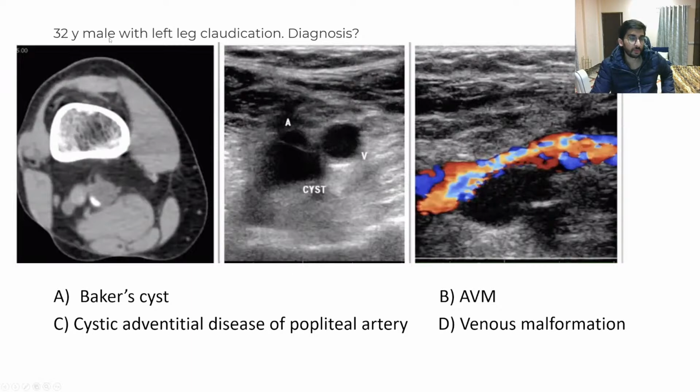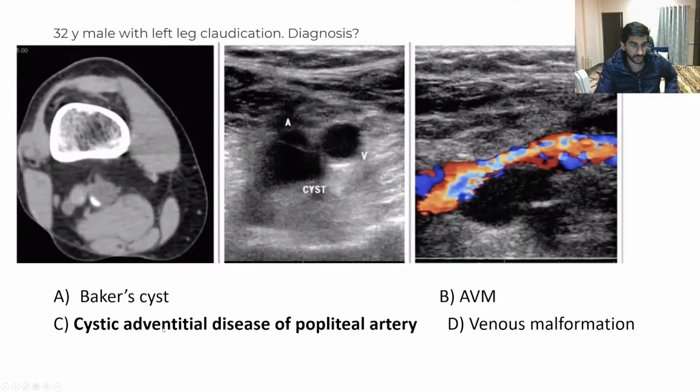So, 32-year-old male with left leg claudication, diagnosis? If you see, this is the vein, this is the artery. The wall of the artery is not clearly visible, although you see some cyst closely associated with the wall, or adventitia, of the artery. So this was a case of cystic adventitial disease of the popliteal artery. Although cystic adventitial disease can affect any of the peripheral arteries, it is most commonly seen in the knee region. Here you see this cyst. This is the artery, this is the vein. They are closely associated with the wall of the artery.